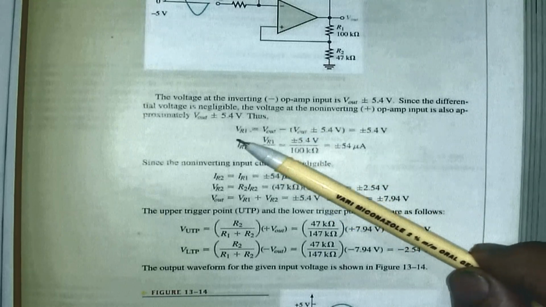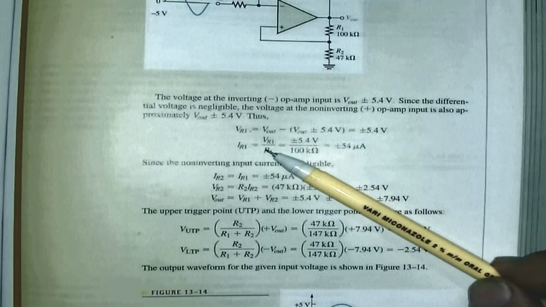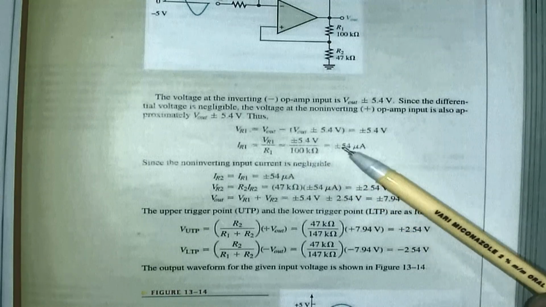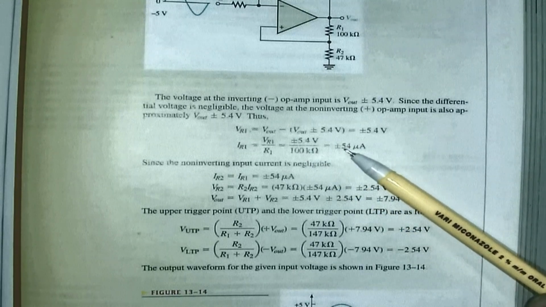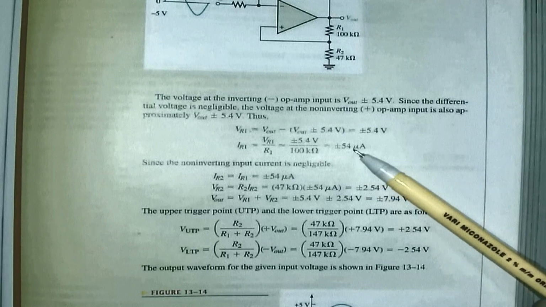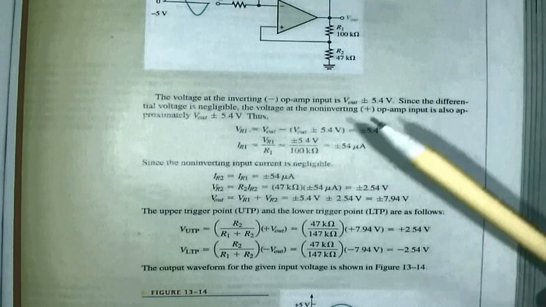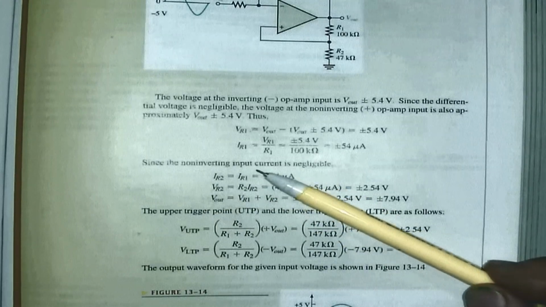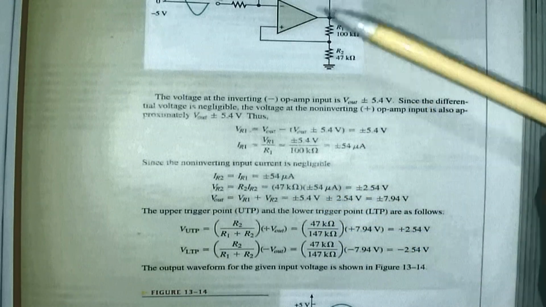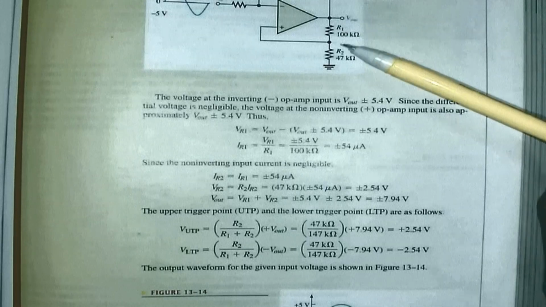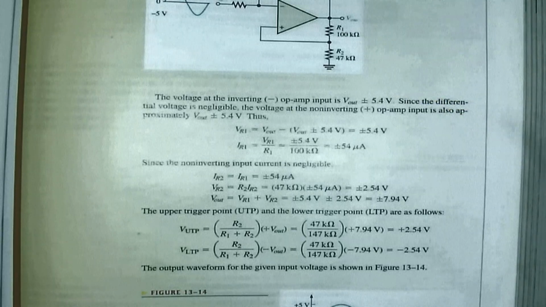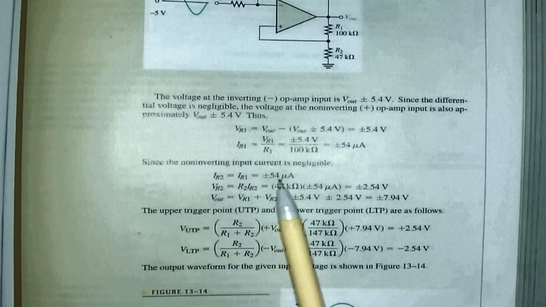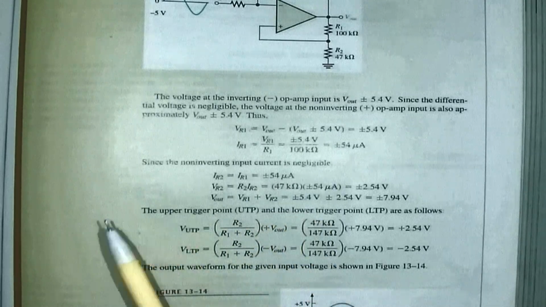I can work out IR1 is VR1 divided by R1. That means plus minus 5.4 divided by 100K will give me plus minus 54 microamps. Now they say, since the non-inverting input current is negligible, I can assume the current flowing through R1 is equal to the current flowing through R2. That's why I can say IR2 is equal to IR1 is equal to plus minus 54 microamps.